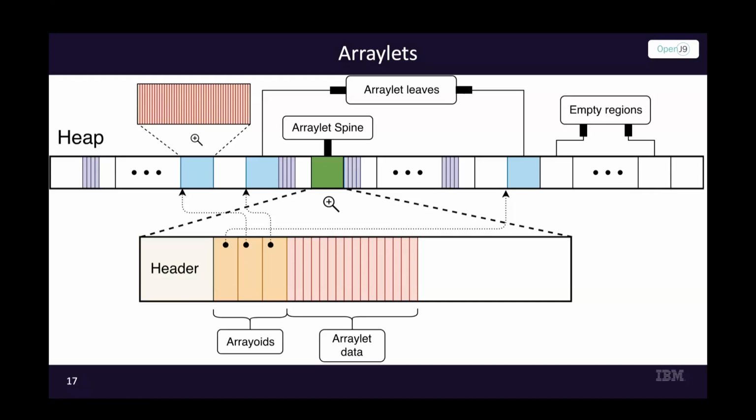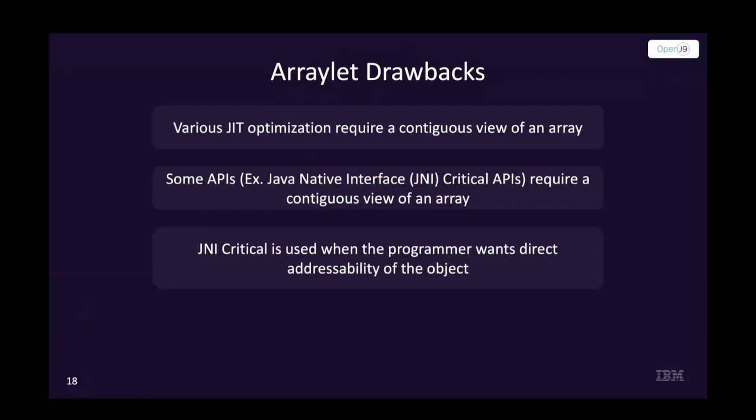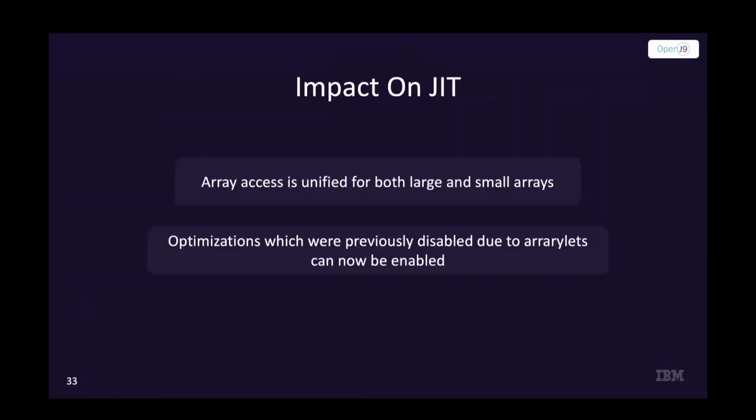Yeah, sounds good. And so I see on slide 33 it was mentioned that an optimization was disabled. I think Shubham was also talking about that at the time. What was the reason for disabling the optimization? It says due to arraylets, so is there a specific reason it was disabled before?